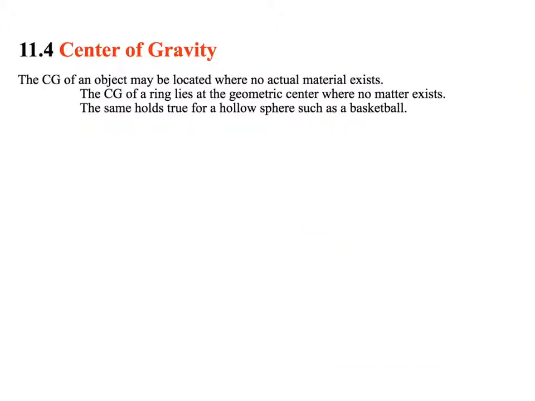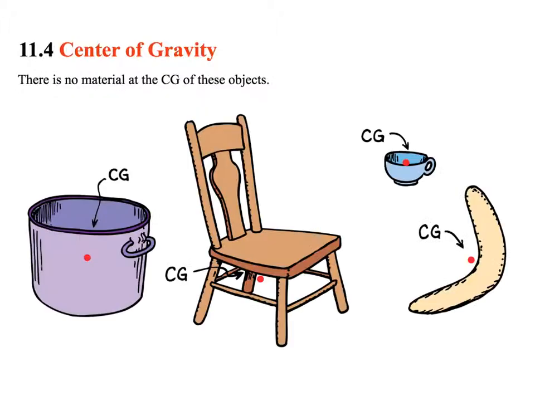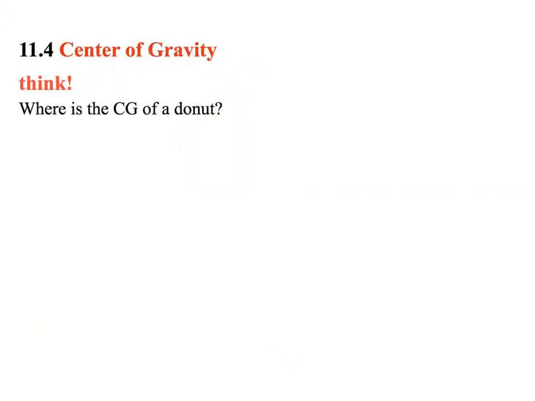The center of gravity of an object may be located where no actual material exists. The center of gravity of a ring lies at the geometric center where no material exists. The same holds true for hollow spheres such as a basketball. So if you see these objects right here, the center of gravity actually is where no actual material exists. And where would the center of gravity of a donut be? In the center of the hole.